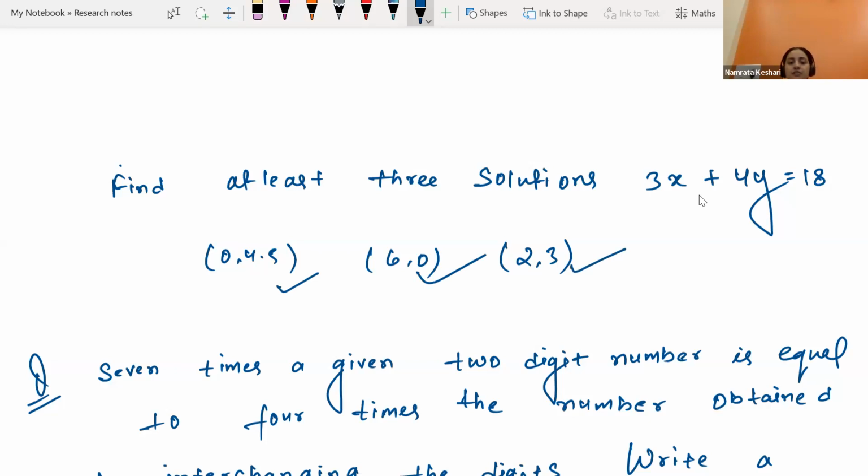Yes, it is perfect, Sazia. Yes, Tejas. The first one I got is 0 comma 4.5. Second one I got 6.6 comma 0. Third one I got 3.33 comma 2. Yeah. Perfect.